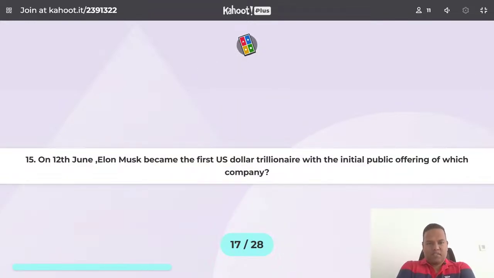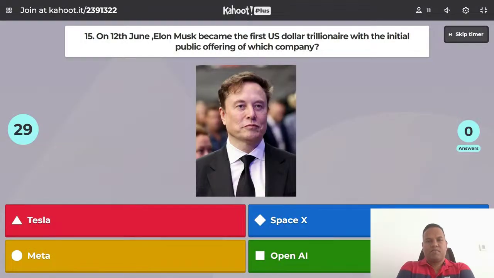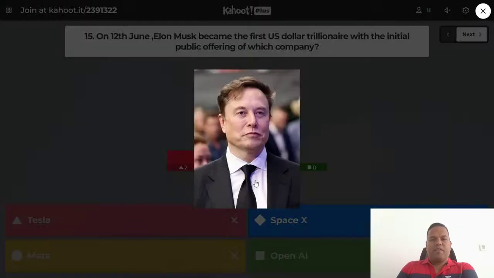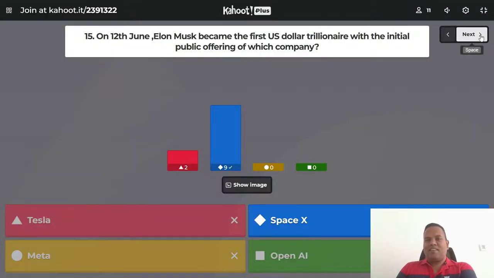On 12th June, Elon Musk became the first US dollar trillionaire with the initial public offering of which company? So he temporarily became the first trillionaire individual with the public offering of which company? Was it Tesla? Was it SpaceX? It was indeed SpaceX. Tesla had launched, I think the IPO happened in 2024, 2025, but it was SpaceX that had, on 12th June, the initial public offering and temporarily put Elon Musk as a trillionaire. Just one person having a trillion of assets.